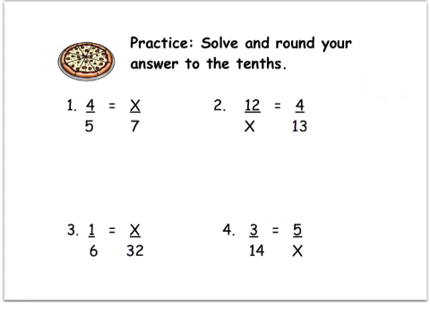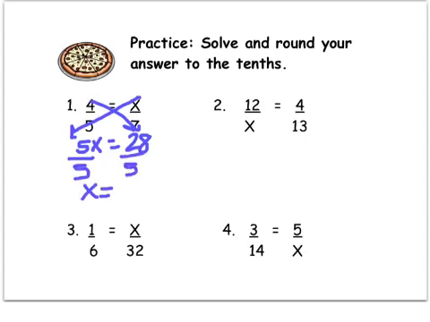Okay, I'm going to do a couple with you, and then you're going to do a couple on your own. So number 1, we're going to cross multiply. You get 5x equals, cross multiply, 28. Now we have a one-step equation, so we divide both sides by 5, and you get x equals 5.6. This isn't too bad, is it?